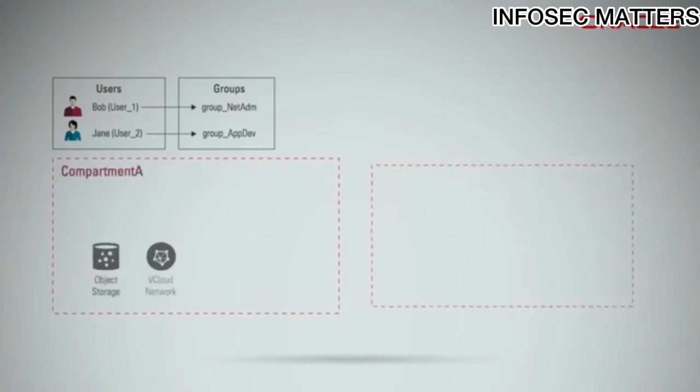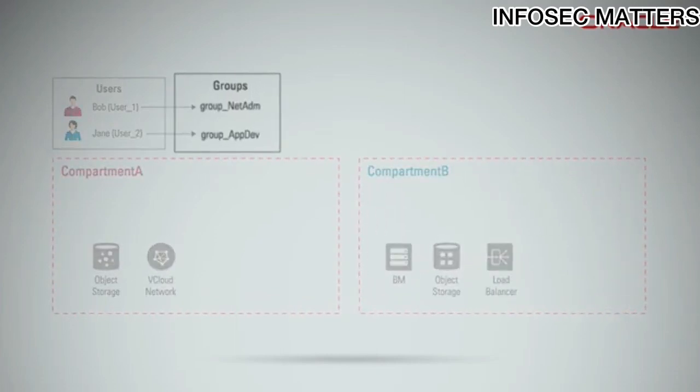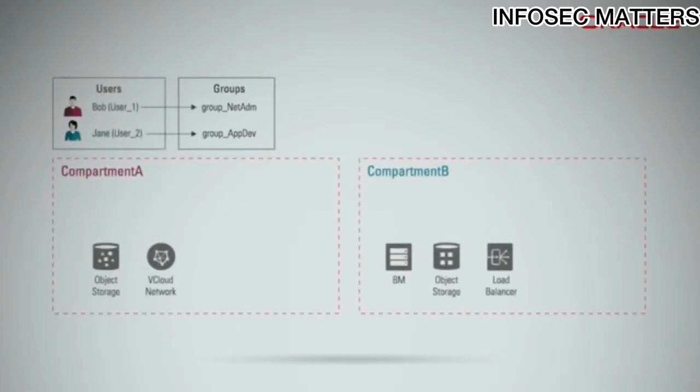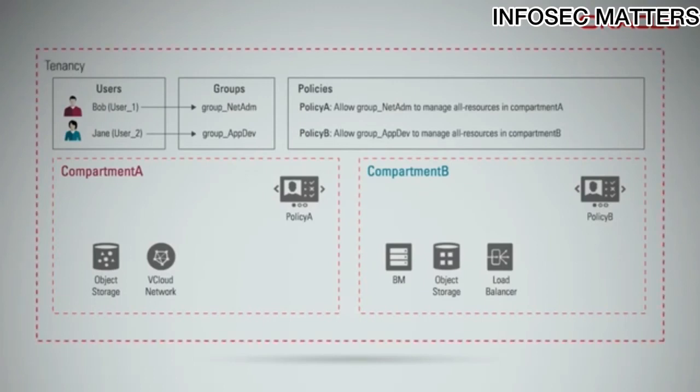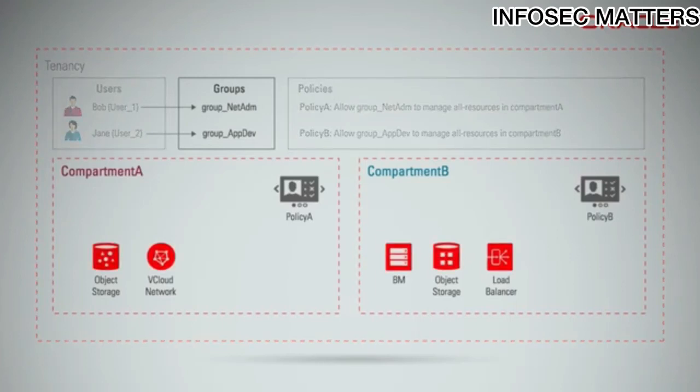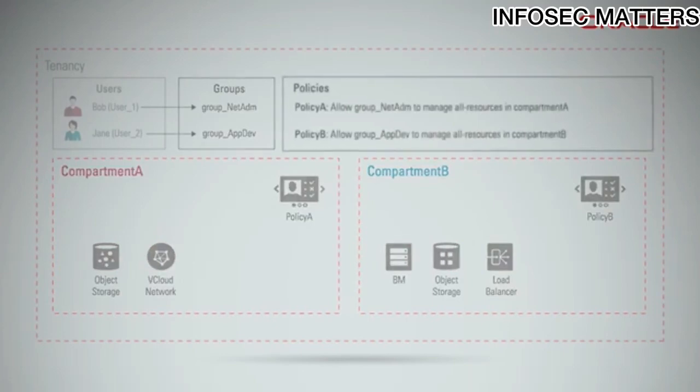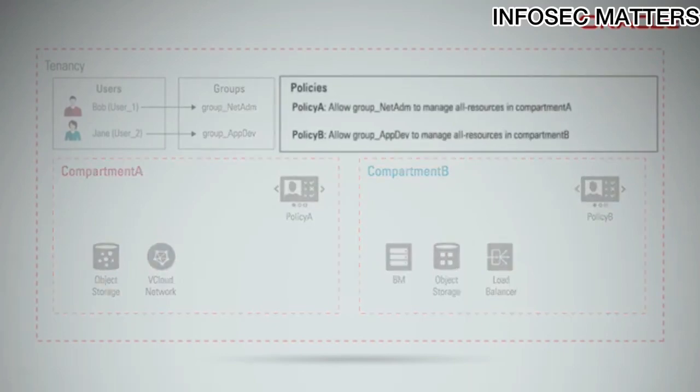They must also be placed in groups to be given access to cloud resources. A new user has no permissions until you place the user in one or more groups, and there's at least one policy that gives that group permission to either the tenancy or a compartment. Bob and Jane can be members of multiple groups, though. Groups are used to grant privileges to cloud resources. A group has no permissions until you write at least one policy that gives that group permission to either the tenancy or a compartment.